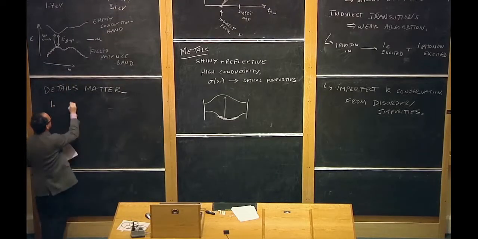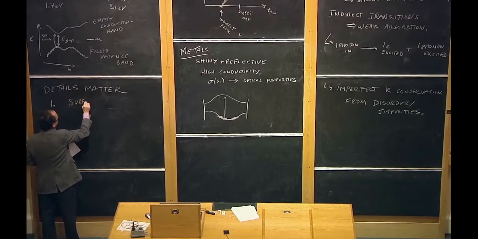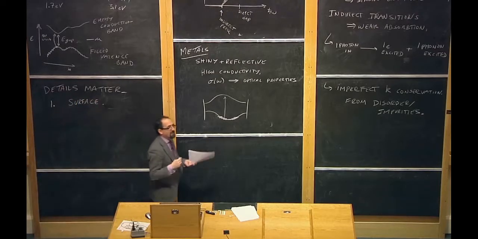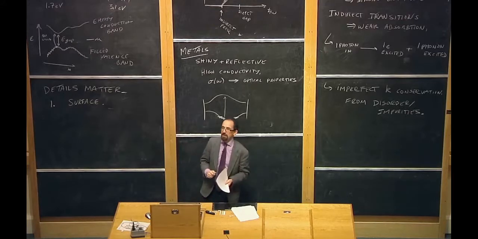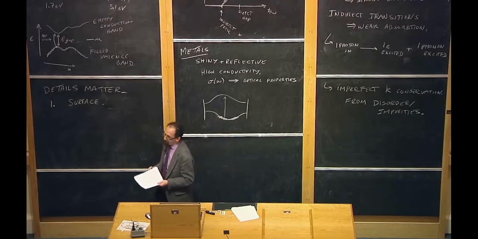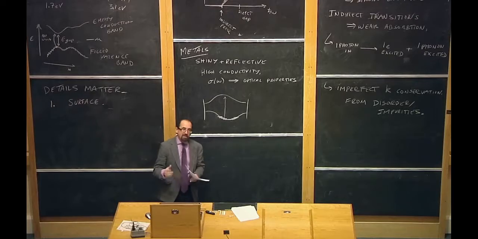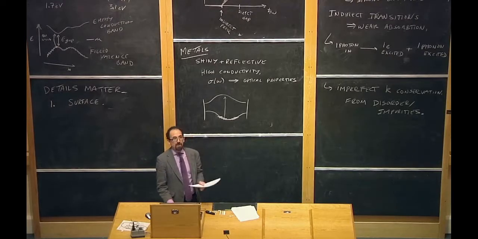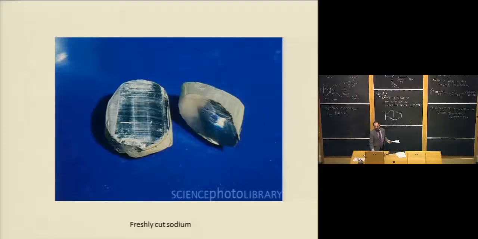One detail that matters a lot is the surface. When you look at a material, you see the surface of the material. And very frequently, the surface of the material is not like the rest of the material for one reason or another. A really good example of that is a material like sodium. Sodium is a really good metal. But if you look at its surface, here's a chunk of sodium. The surface of sodium looks kind of gray. It's not reflective. Why is that?